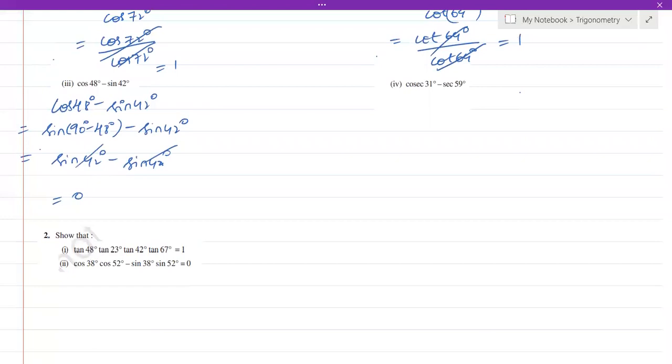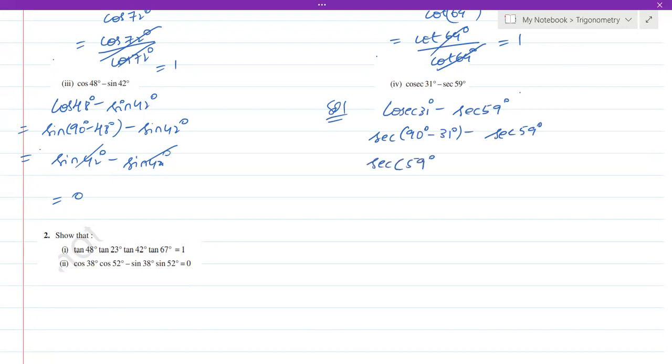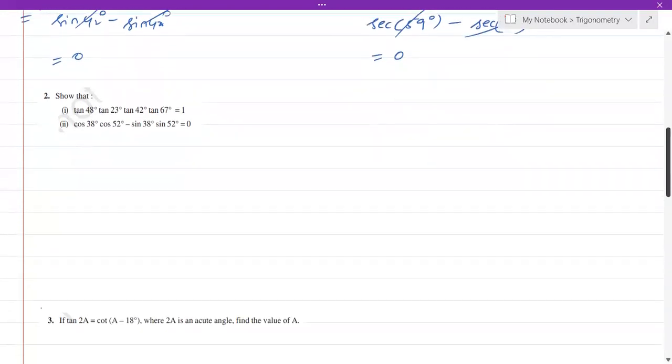Same thing applies for the next question. Cosecant of 31 degrees minus secant 59 degrees. So cosecant theta can also be written as secant of 90 minus theta. So secant of 90 minus 31 degrees minus secant 59 degrees. So 90 minus 31 is 59. So secant 59 minus secant 59. Both get cancelled. Final answer is 0.